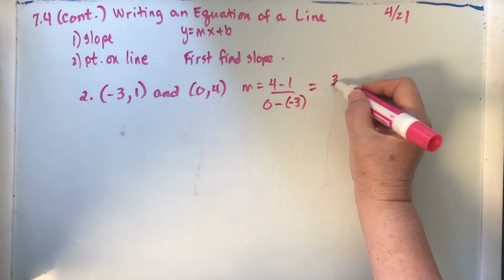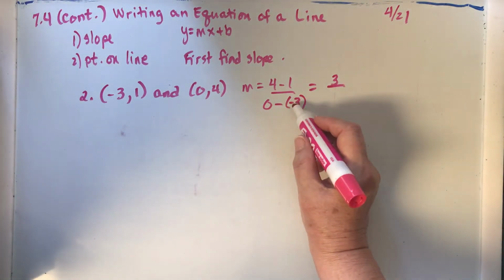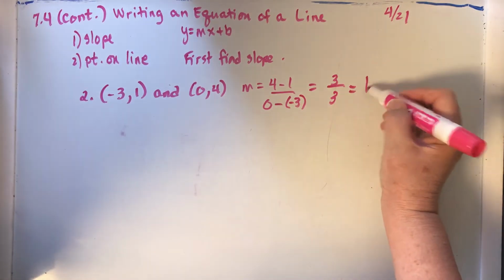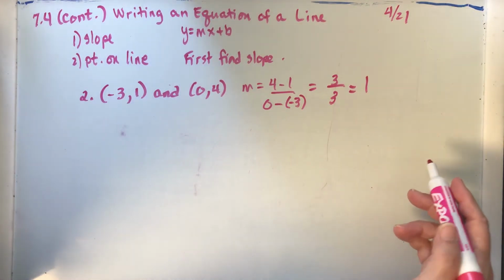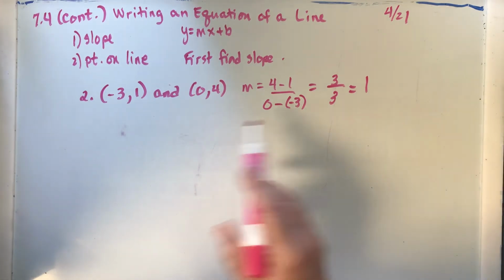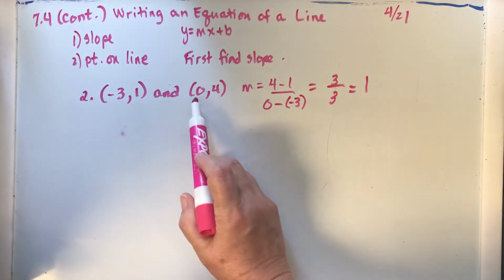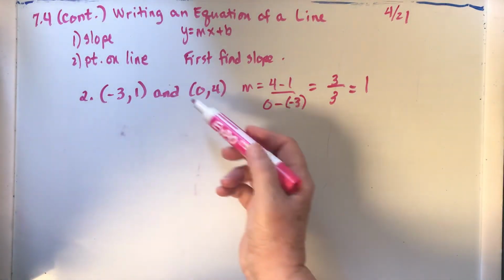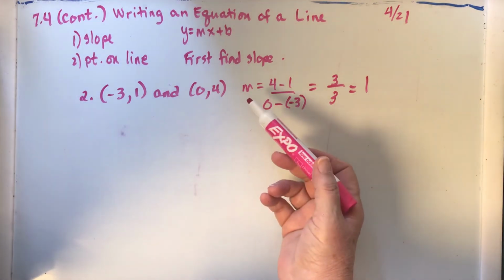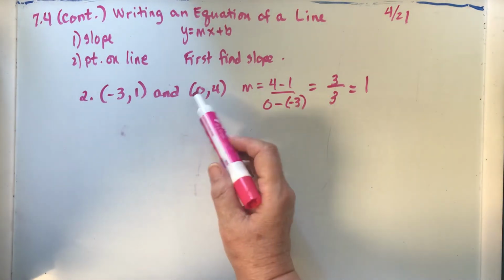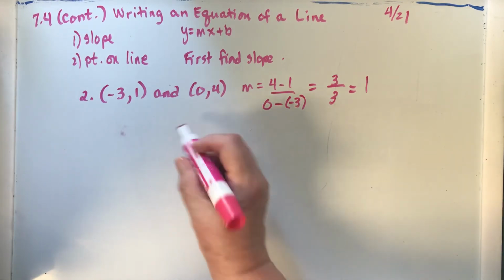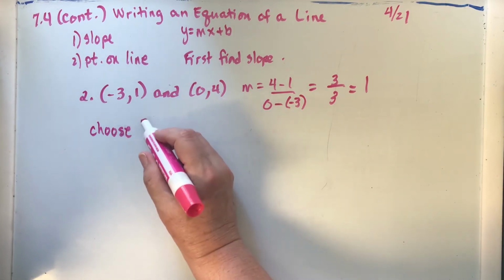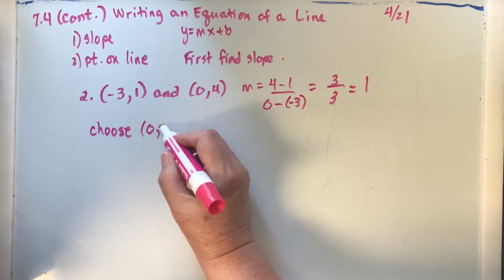So 4 minus 1 is 3. 0 minus a -3 becomes 0 plus 3, which is 3. And again, this will simplify to a very nice, easy number. Now at this point you want to choose a point, and you can choose -3, 1 or you could choose 0, 4. By the end of the problem, the answer will be the same no matter which point you choose, because this line goes through both points. Honestly, I'm going to choose 0, 4, because 0 is always an easy number to work with, and that way I have less chance of making a mistake with that negative.